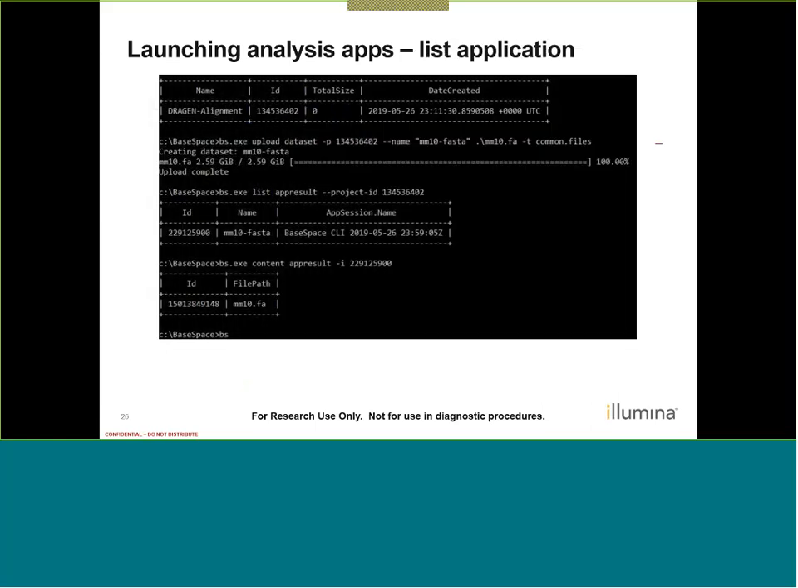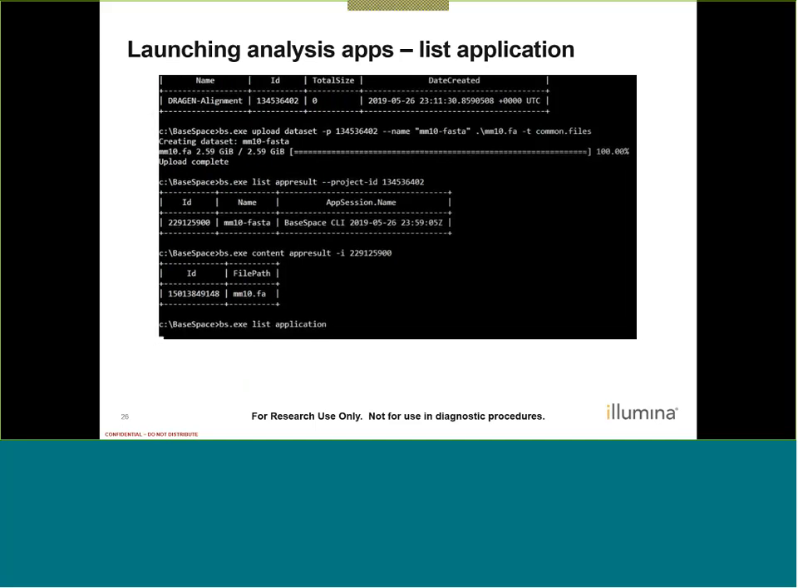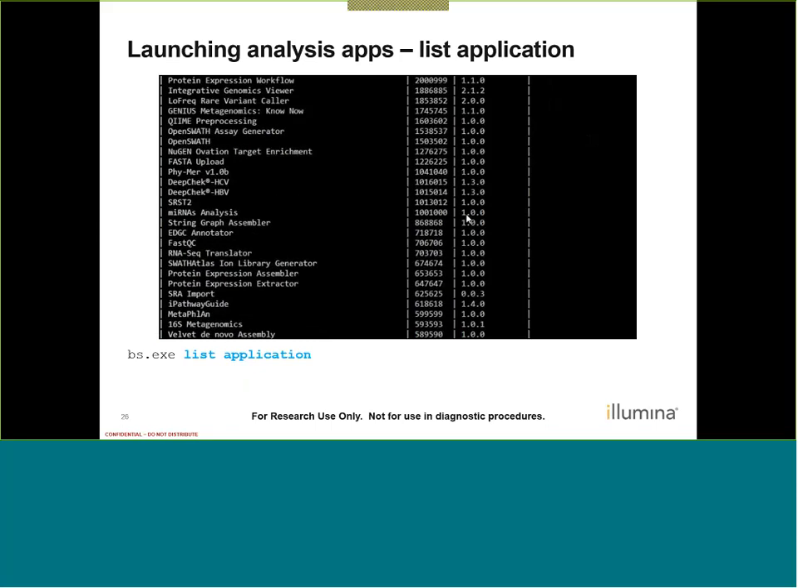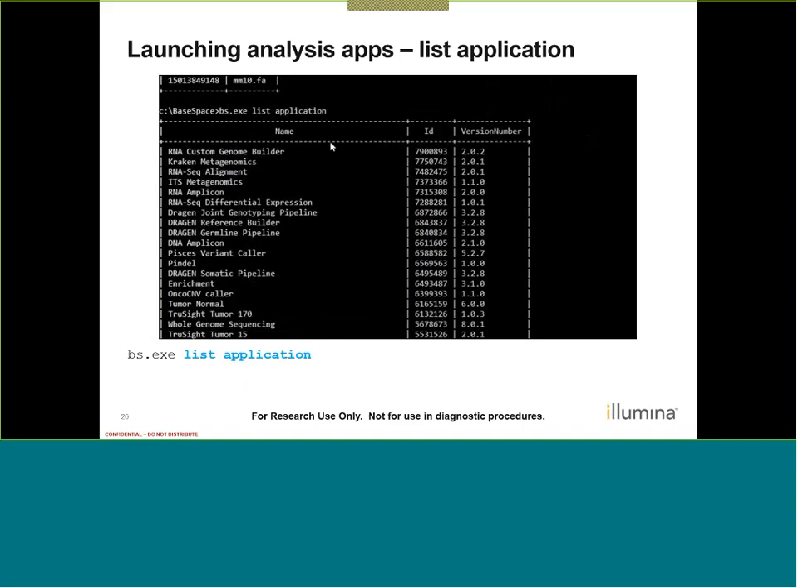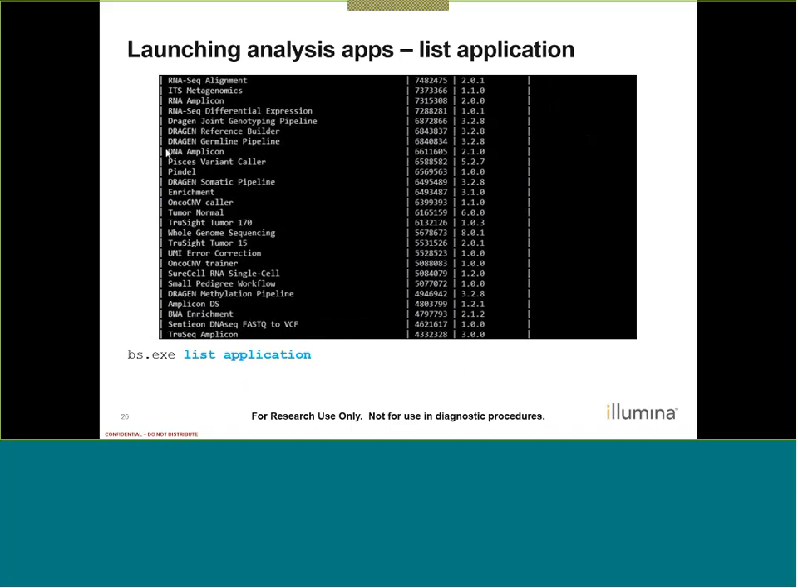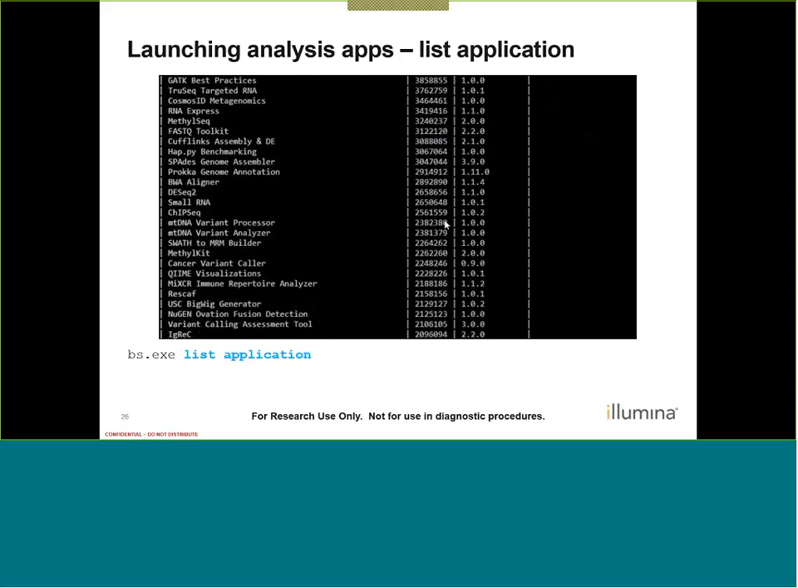Okay, so here the first thing we want to do is list our applications. Let's see what BaseSpace has to offer. So this is a big list. It's all of the applications available. And you may not want to search through all of these if you have a lot of applications listed. But what you can see is it gives a name, an ID, and a version number. And they're all listed and kind of spread out.